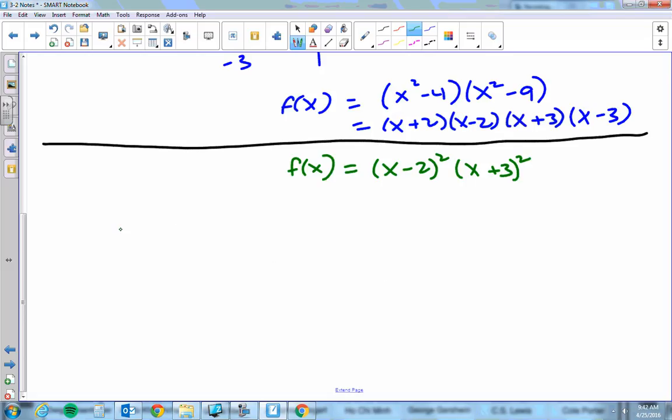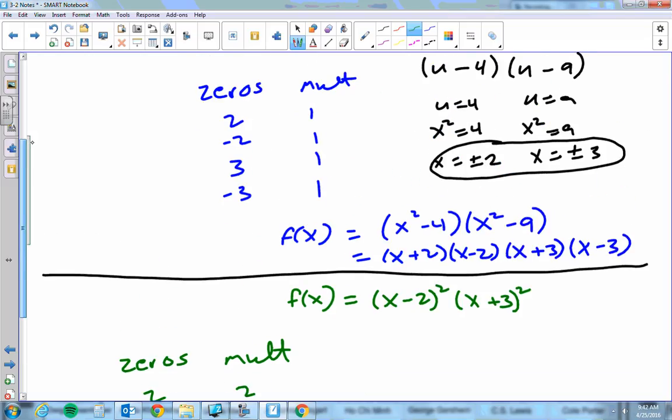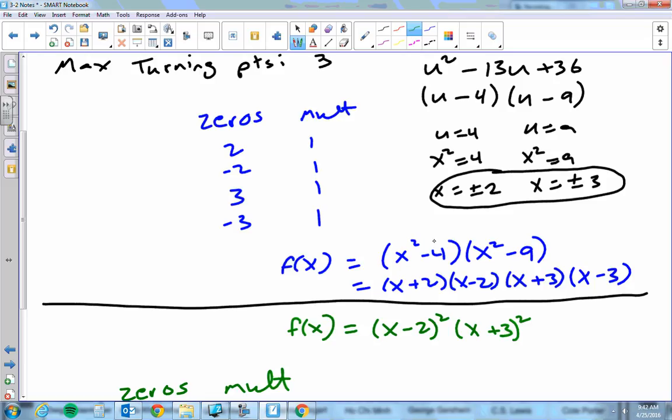Now if I ask you to list the zeros with the multiplicity, you have 2 distinct roots, positive 2 and negative 3, each with a multiplicity of 2. Yes? And people confuse these two situations. And so I'll give them this case up here, and then if I give it to them this way, they'll say, oh, it's 4 with a multiplicity of 2, or 2 with a multiplicity of 2, and 3 with a multiplicity of 2. And no, it's not.